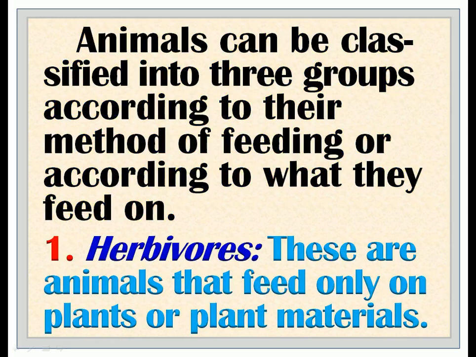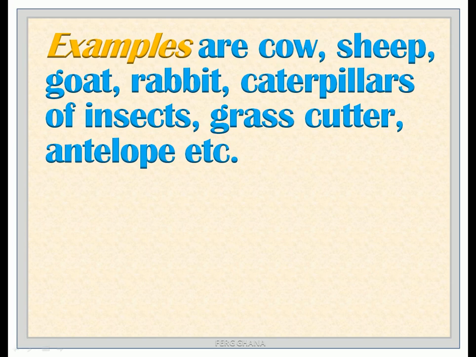1. Herbivores. These are animals that feed only on plants or plant materials. Examples are cow, sheep, goat, rabbit, caterpillars of insects, grass cutter, antelope, etc.